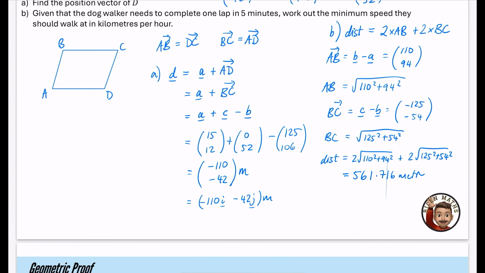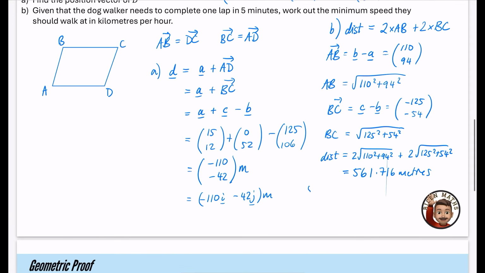561.716 meters. And we want to work out the speed that they need to walk at in kilometers per hour if they want to do this in 5 minutes. So 5 minutes as an hour. 5 minutes is the same as 5 out of 60 hours, which is a 12th. So it's 1/12 of an hour. And this distance in kilometers will be 0.561716. So speed is equal to the distance in kilometers, 0.561716, divided by the time, which is 1/12.